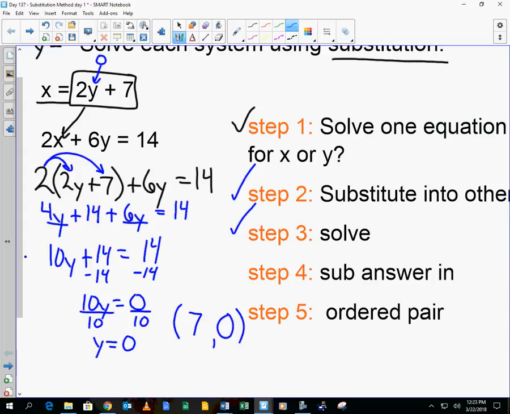So I plug the 0 in for y. What's 2 times 0? Plus 7.